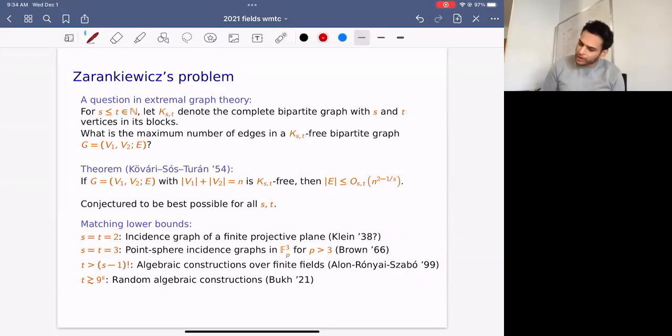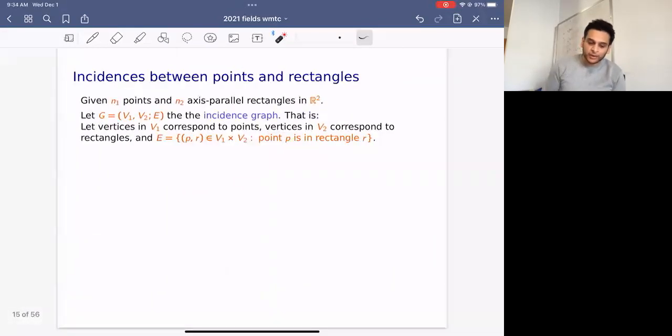There's been some work on the constants, but like I said, I'm not worrying too much about the constants for this talk. So that's essentially the state of the problem. Okay, so why is this important? Because this gives us a bound on my question. Let's go back to the axis-parallel rectangles and points. So I have n points and n axis-parallel rectangles, and I look at the incidence graph.